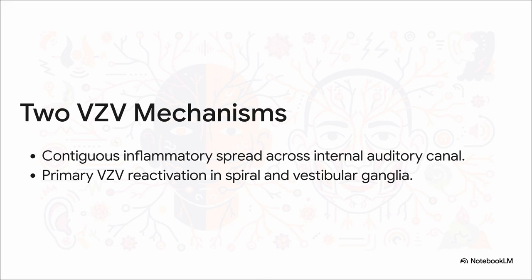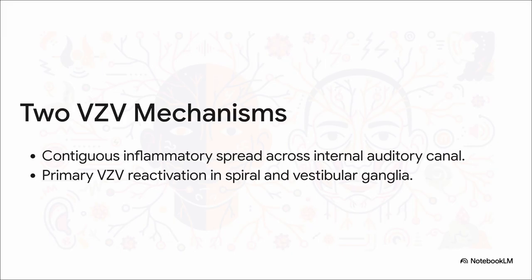The first is contiguous inflammatory spread. Basically, the inflammation just jumps across the tiny gap separating the facial and vestibulocochlear nerves inside the internal auditory canal. But the second route is arguably way more important: primary VZV reactivation directly within the spiral and vestibular ganglia themselves.